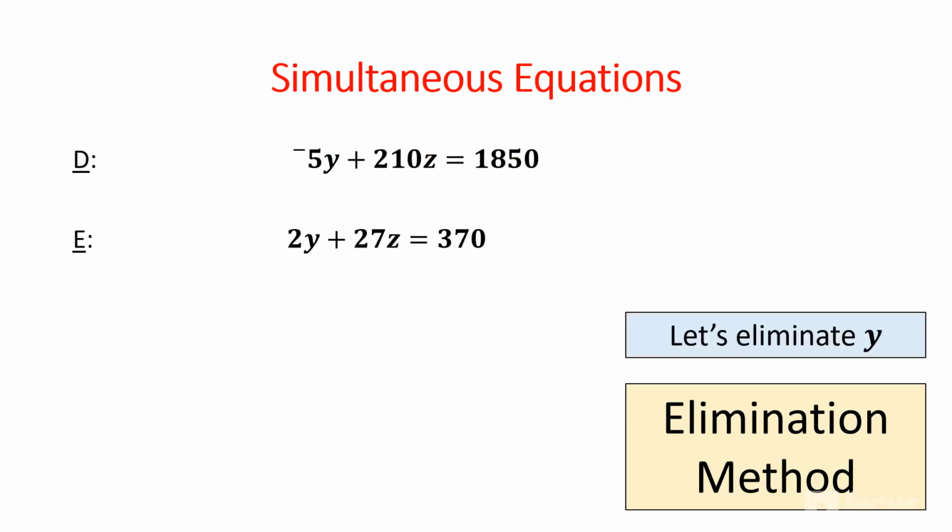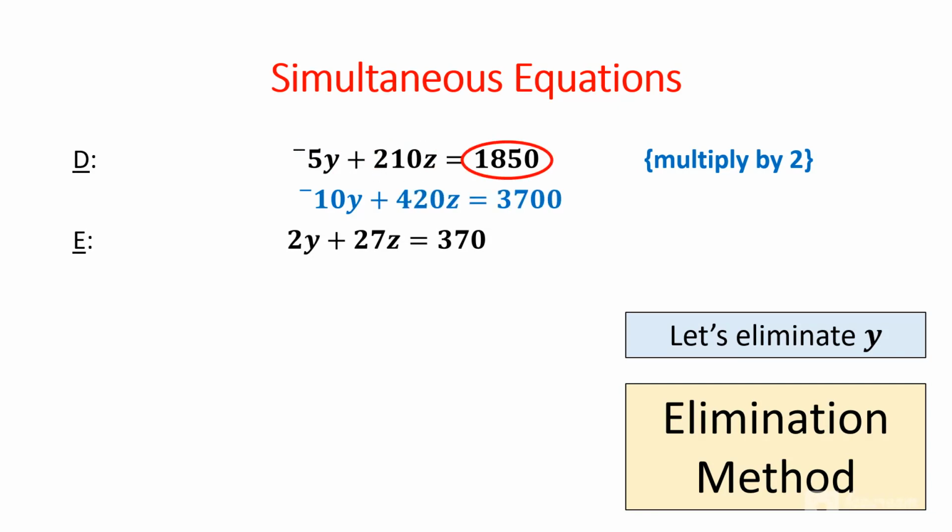All right, now we're going to eliminate y. We could eliminate z if we wanted, but I'm just going to stick to the process of eliminating x first, eliminating y, and calculating what z is. So we're going to take equation D and multiply everything by 2. Why 2? Because that's the coefficient on the y in the other equation. Negative 5y times 2, 210z times 2, and 1,850 times 2.